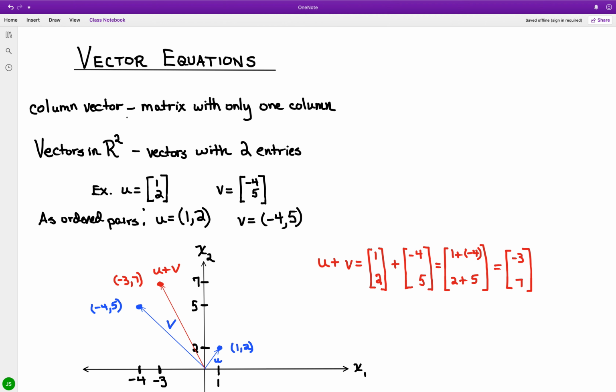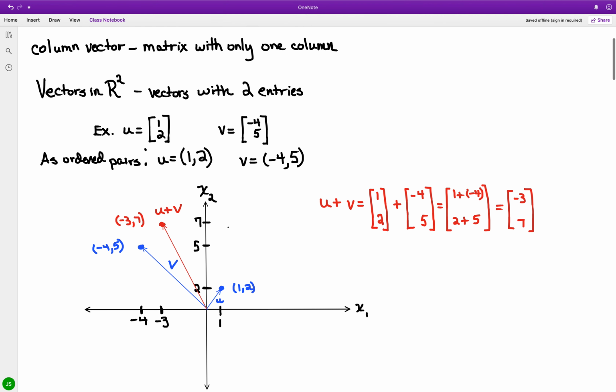And for those that have two elements or two entries, we have what are referred to as vectors in R2. And examples, you have, say, a vector u, which consists of the entries 1 and 2, and we have a vector v, which consists of the entries -4 and 5. And if you were to write what you have as ordered pairs, your x1 will be in reference to the top number, your x2 will be in reference to the bottom number, should you translate from matrix to ordered pair notation.